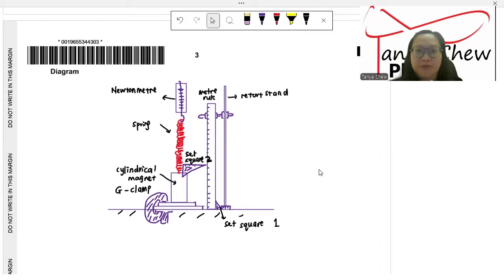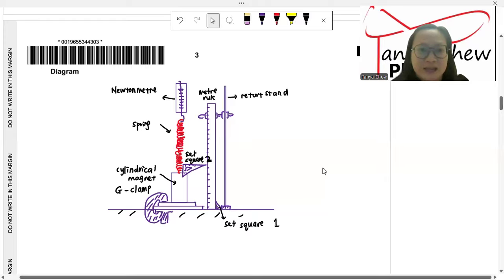And to make sure that the meter rule is vertical, I use set square 1. The function of a set square is to make sure that the meter rule is vertical. And I use a set square too because there's a little bit of distance between my spring and my meter rule. So I need a pointer, a guide, to show me the reading on the meter rule because I cannot look at the air, right? So to make sure that the experiment is more accurate, I use another set square, set square 2, as a guide to the reading on the meter rule.